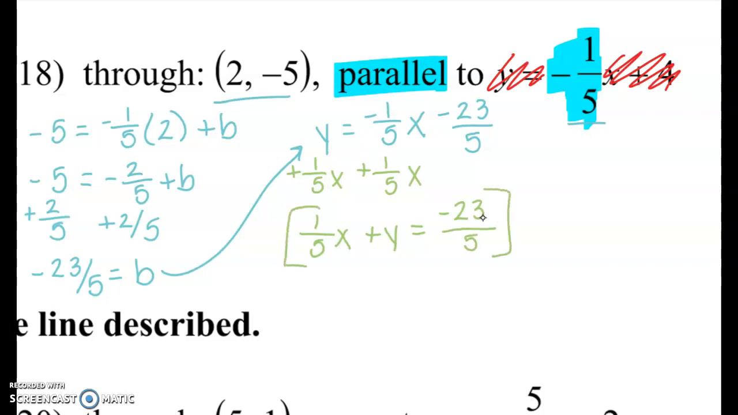Here, I don't have to worry about multiplying by a negative because my x coefficient is positive, but I do need to get rid of the fraction. So multiply everything by 5. This is going to give me x plus 5y is equal to negative 23.